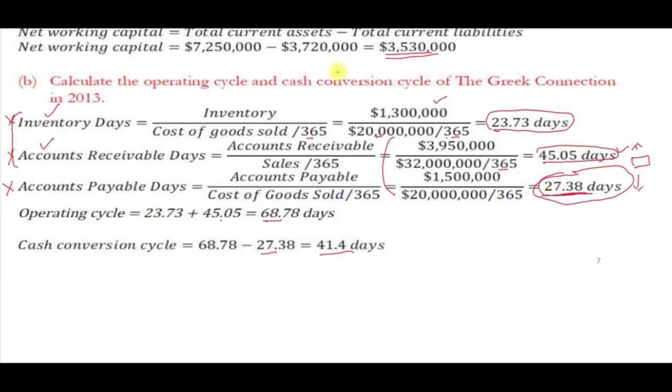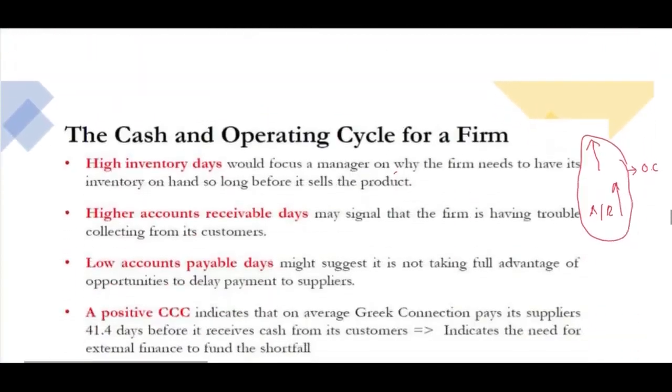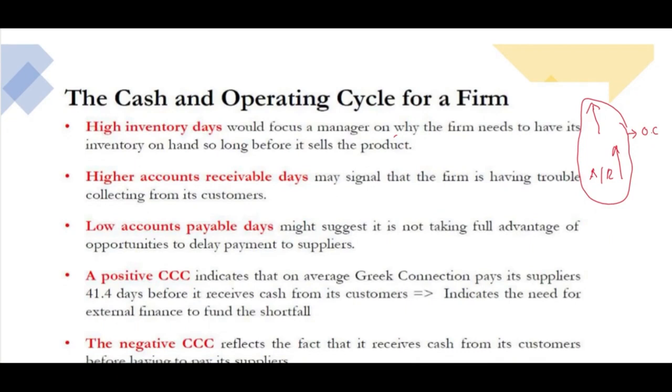As we can see, we have the lowest account payable days. It means we are quickly paying the suppliers, so that is not a good sign. If account payable time is lower, that is not a good sign. We should make full use of the credit term, and we should not pay early. That is why our cash conversion cycle is positive, which is not a good sign. It indicates that on average the company pays its suppliers 41.4 days before it receives cash from its customers.